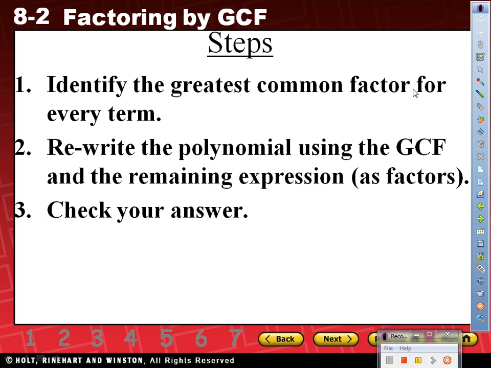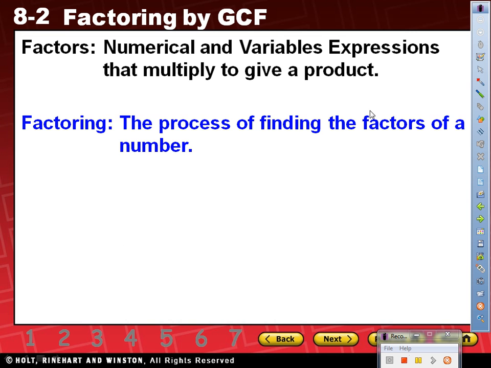On the Q side of your Cornell notes, copy these terms, please. The first one, factors. Factors are numerical and variable expressions that multiply to give a product. Then you're going to leave a space there, and then second term, factoring. The process of finding the factors of a number. Copy those two.